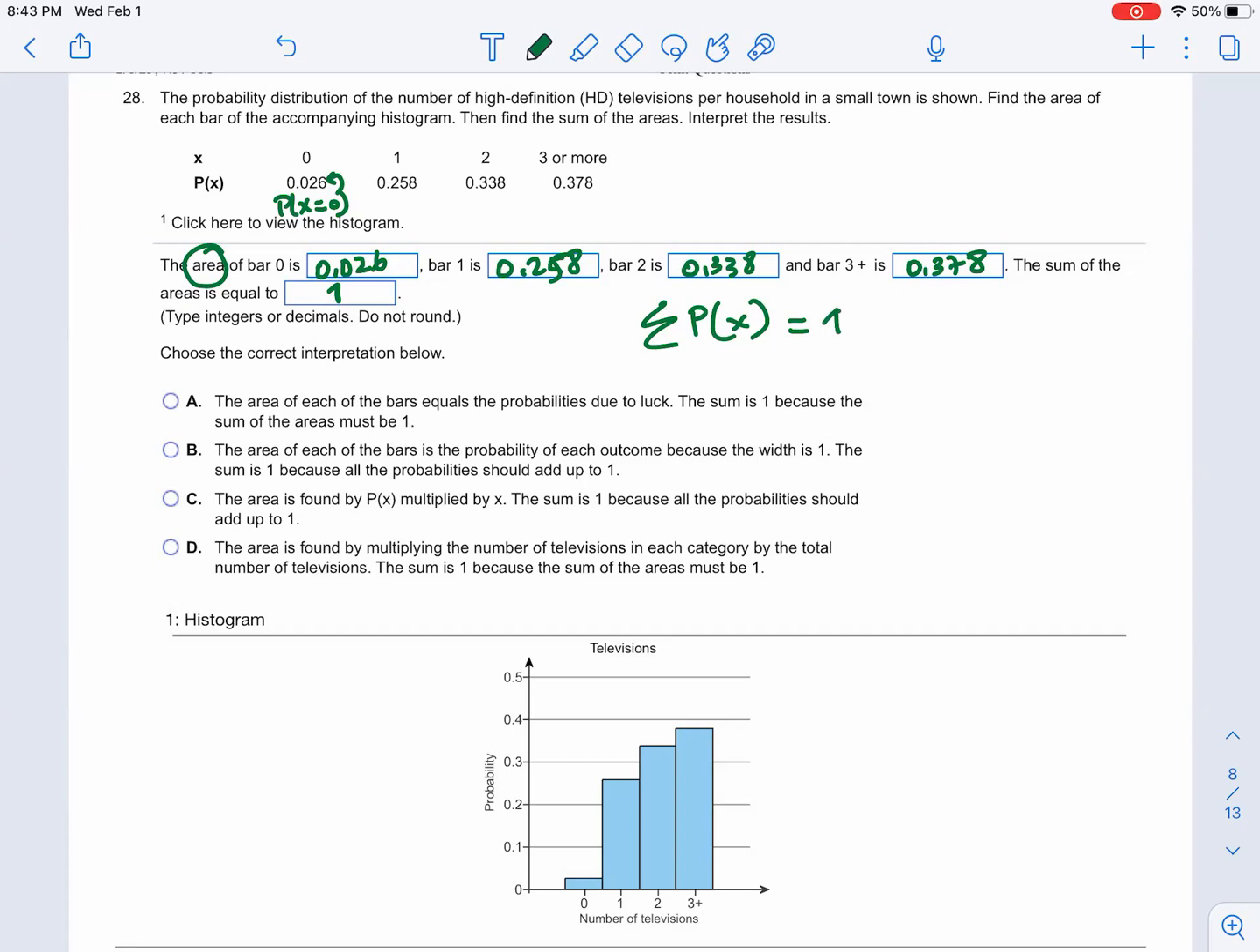So I don't even need to use a calculator. It should be so because they told me it was a probability distribution. Do you understand what I'm saying? That's just what it is. Then it says, choose the correct interpretation below. The area of each of the bars equals the probability due to luck. The sum is 1 because the sum of the areas must be 1. The area of each of the bars is the probability of each outcome because the width is 1. Now that makes more sense. The sum is 1 because all the probabilities should add up to 1. This is it. Everything else doesn't make sense to me. So there goes 28.